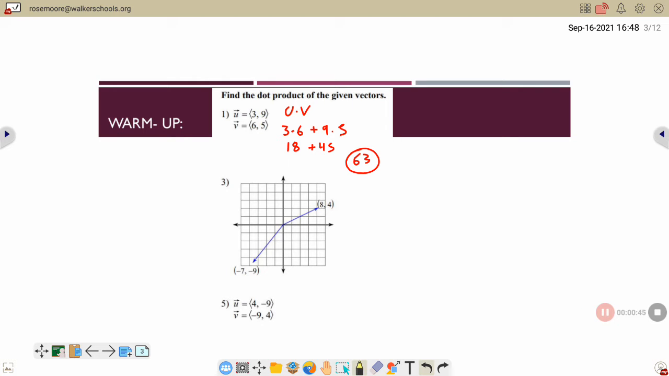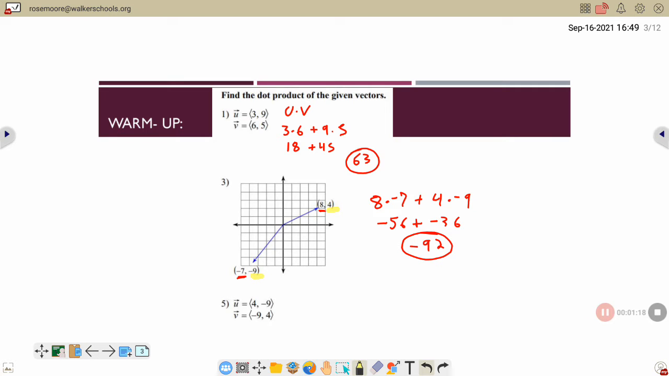All right. Now these two, it's giving me my vectors as a picture, okay? So if I have these two dot producted, I'm still going to do x times x. So it'll be 8 times negative 7 plus my y's, so it'll be 4 times negative 9. Okay, 8 times negative 7 is negative 56 plus 4 times negative 9 is negative 36. So that should be negative 92 as my dot product.